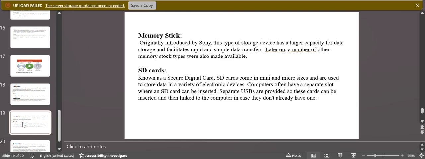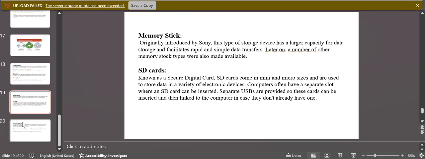SD cards, known as secure digital cards. SD cards come in mini and micro sizes, and are used to store data in a variety of electronic devices. Computers often have a separate slot where SD cards can be inserted. A separate USB adapter is provided so these cards can be inserted and then linked to the computer in case it doesn't already have one.